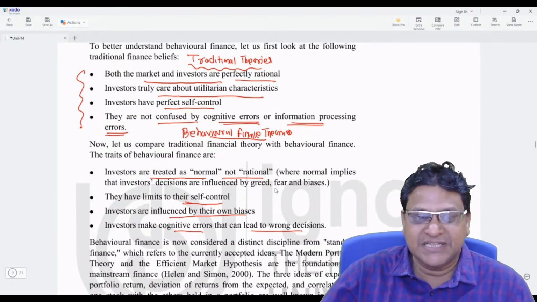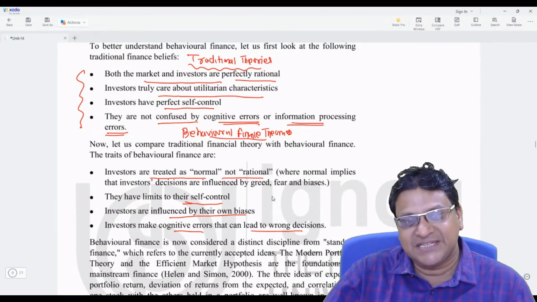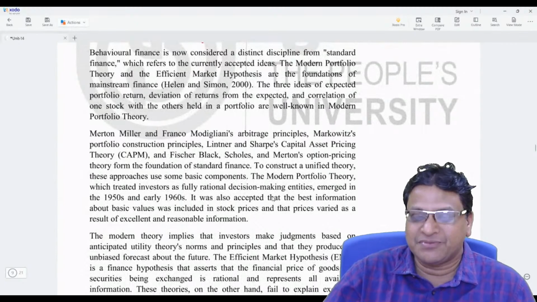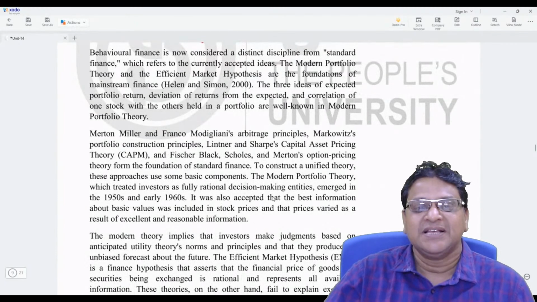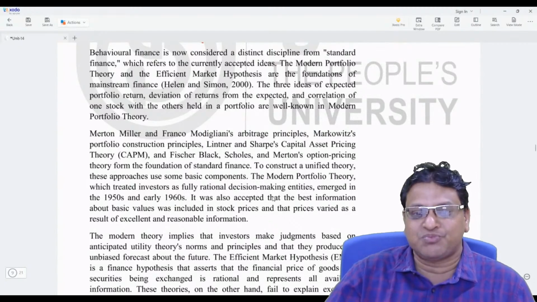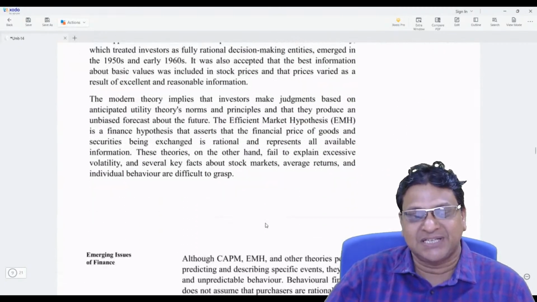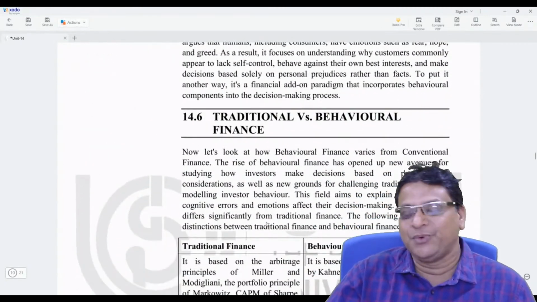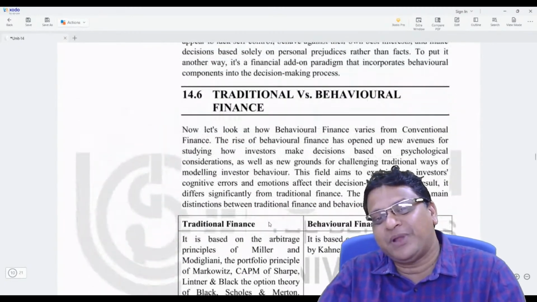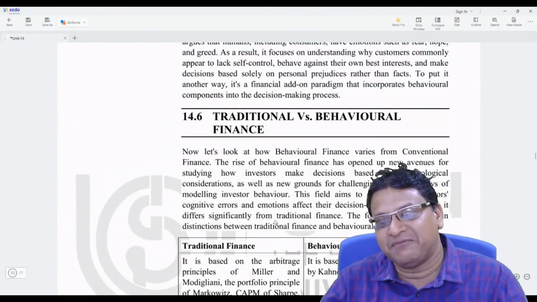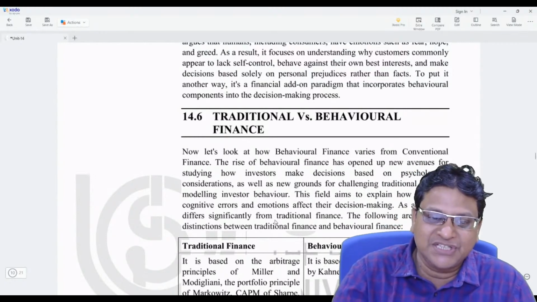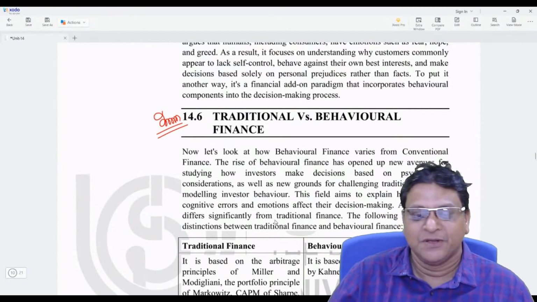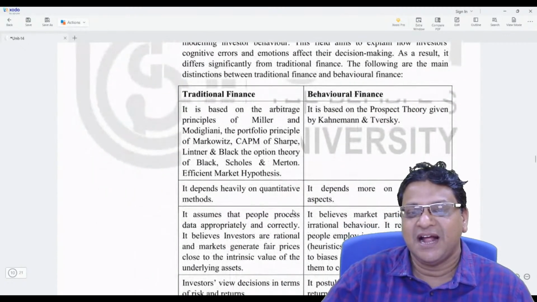Okay, so we are discussing the difference between traditional theories and behavioral finance theories. In traditional theory we have many theories like the Markowitz model, the CAPM model, the Black-Scholes model of option valuation, and EMH. These are some of the traditional theories. So let's make a comparison between traditional finance and behavioral finance. A question usually comes: what is the major point of difference between traditional finance and behavioral finance?